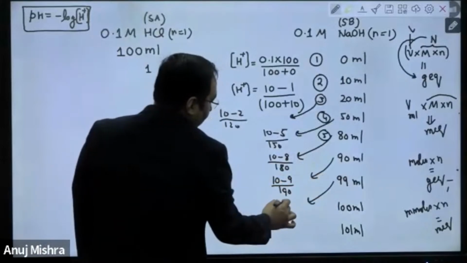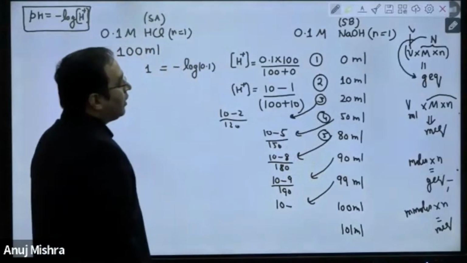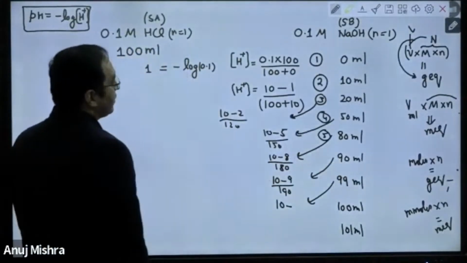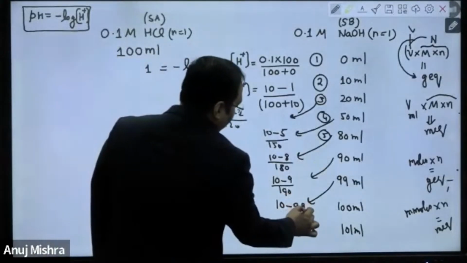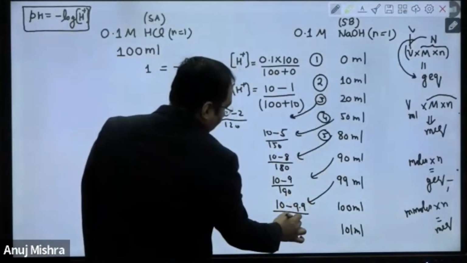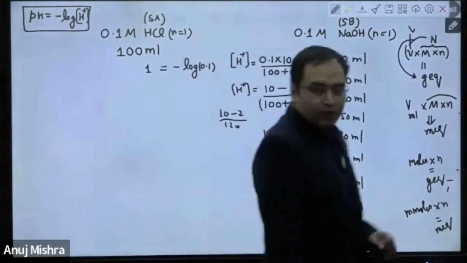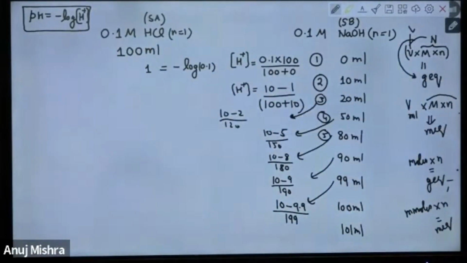For this one, 10 minus, what shall I write? 99. 10 minus 9.9 divided by 199. Stop here. Any difficulty in this part? All of you are comfortable? Everybody, Arjun, Sanjana, Chinmay, Niharika, is it clear?